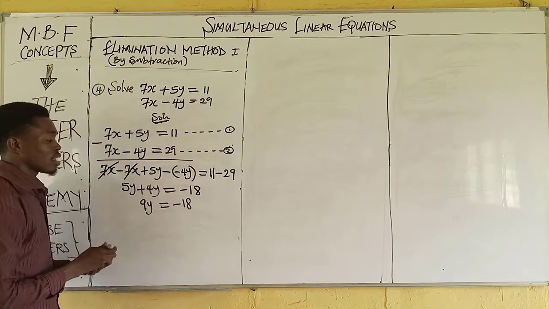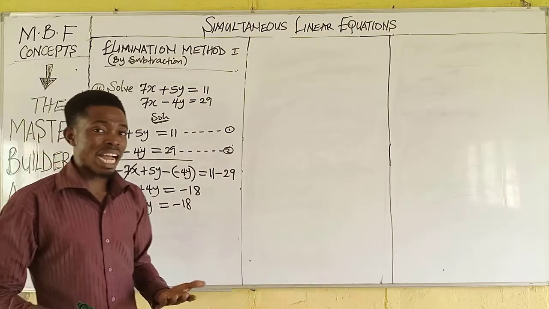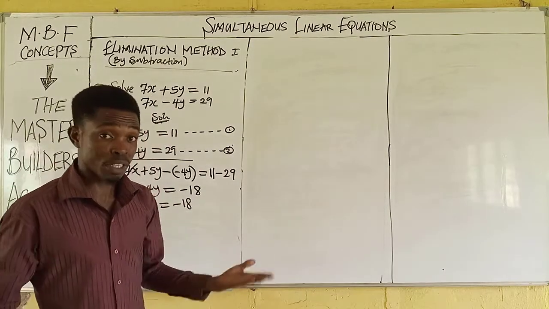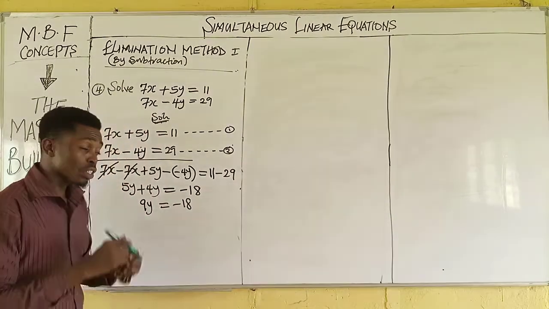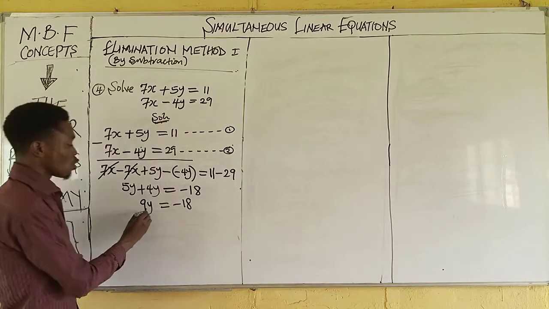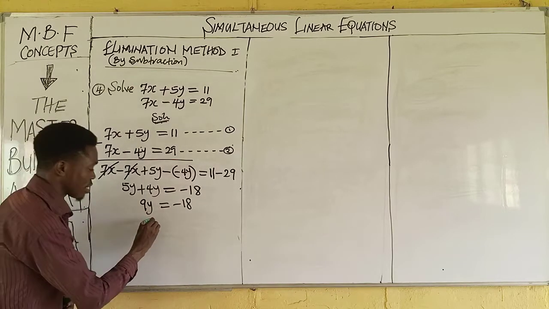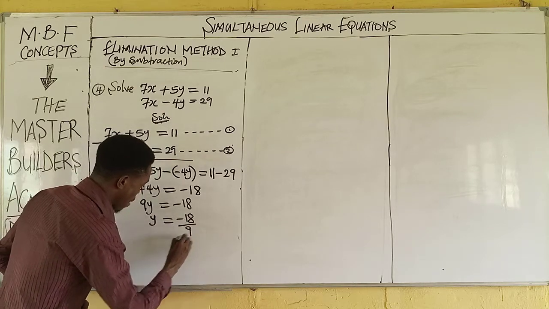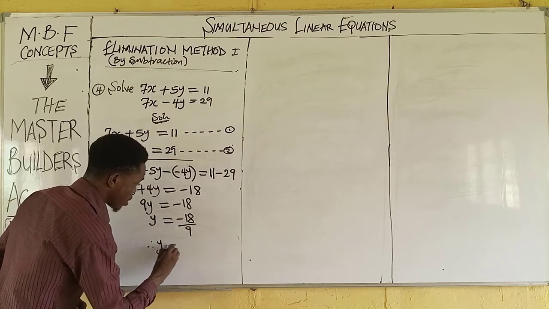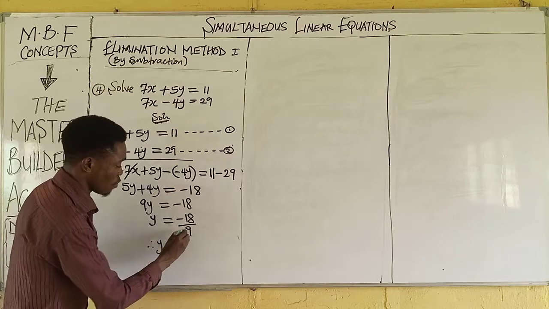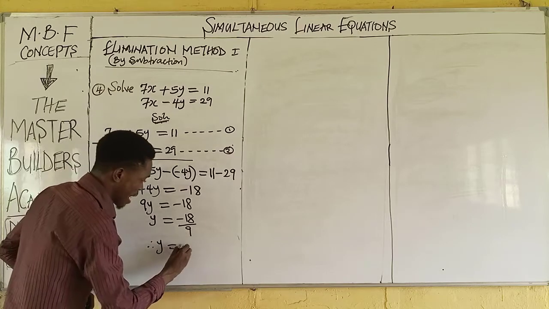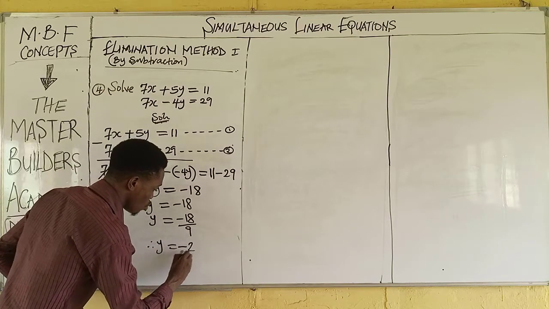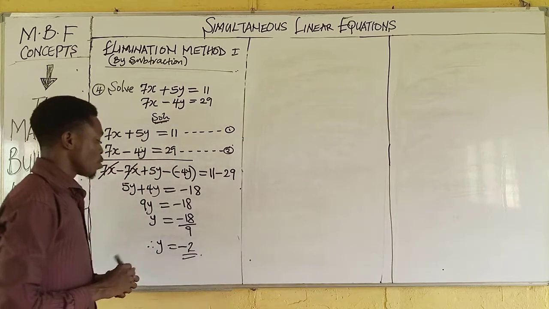Now, at this point, guys, I need just y, not 9y. I need the coefficient of y to be 1. So what must I do to have that obtained? I just need to divide both sides by the coefficient of y, which is 9. Then I have y is equal to minus 18 over 9. Therefore, y is equal to minus divided by plus. Don't forget that this is plus 9. Minus 18 divided by 9 is minus 2. We are good to go.